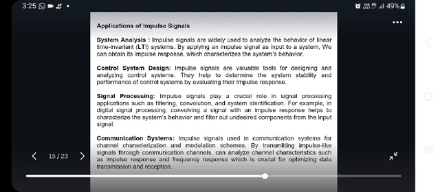Next one is communication systems. In communication systems, impulse signals are used in channel characterization and modulation schemes. By transmitting impulse-like signals through communication channels, we can analyze channel characteristics such as impulse response and frequency response, which is crucial for optimizing data transmission and reception.